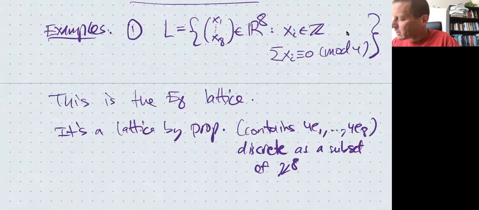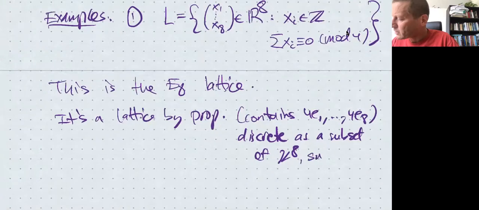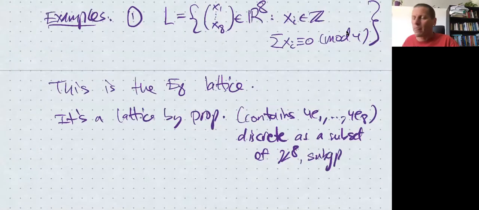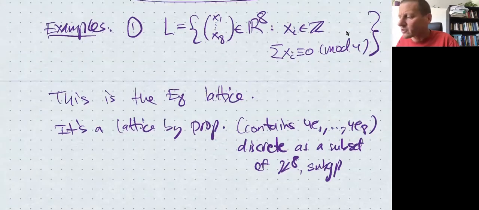And it's a subgroup. So all the conditions of the previous proposition hold for this particular set. You see, the interest in the proposition is that I can now know that this kind of definition gives me a lattice without actually telling you what the basis of the lattice is. And in this example, you'll see that figuring out a basis for the lattice might not be a trivial thing.